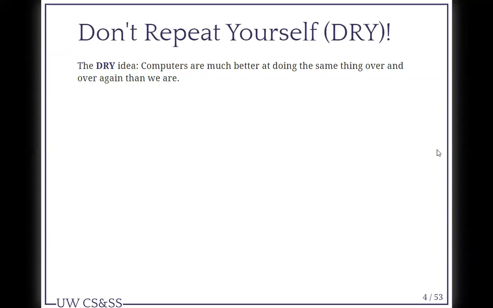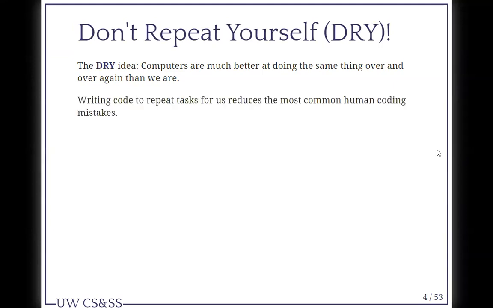Okay, so this week's theme is going to be don't repeat yourself. The DRY idea is that computers are much better at doing the same thing over and over again than we are as human beings. Writing code to repeat tasks for us reduces the most common human coding mistakes, and is also, I feel, a lot less mentally taxing, in that I often can get very frustrated with misspellings, and that will take my own computational power away from what the analysis is supposed to do and trying to tell me about the social world.